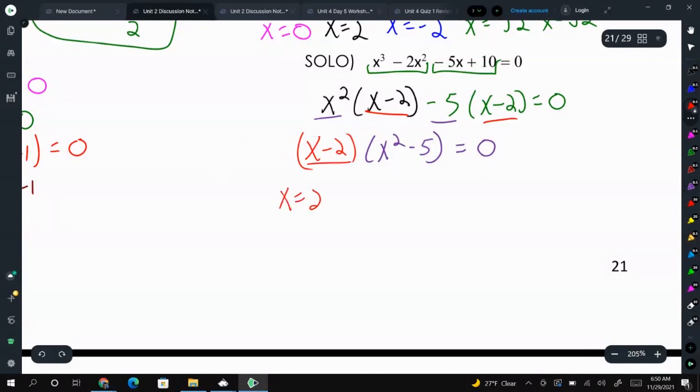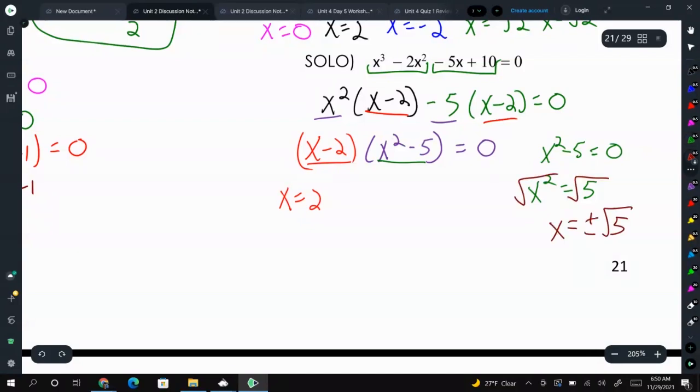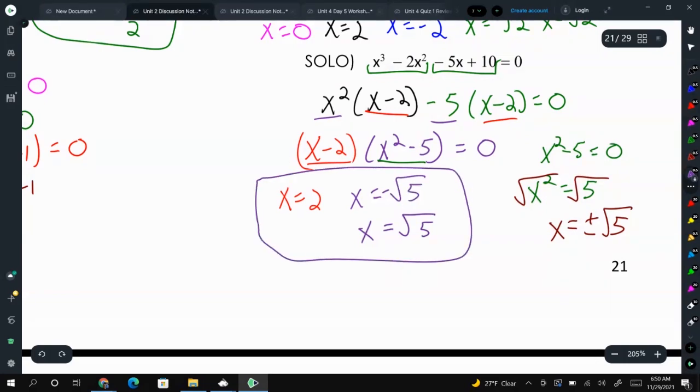So x equals 2, but for this, we got to do some work. And then when we square root both sides, we get x equals plus or minus the square root of 5. So we get x equals negative square root of 5, and x equals positive square root of 5. And those would be my 3 answers here.